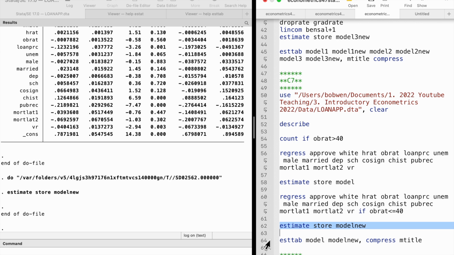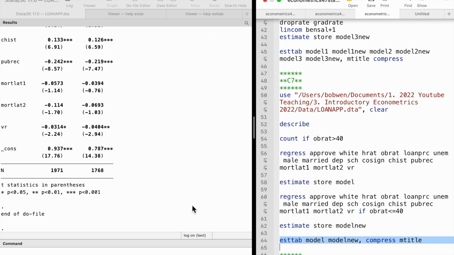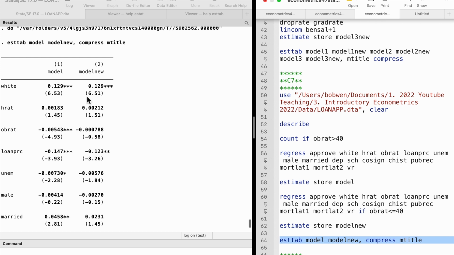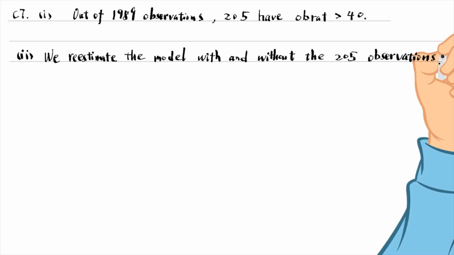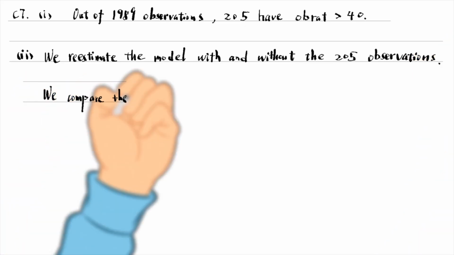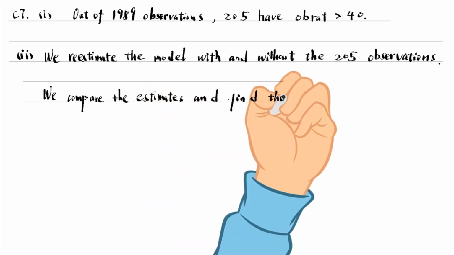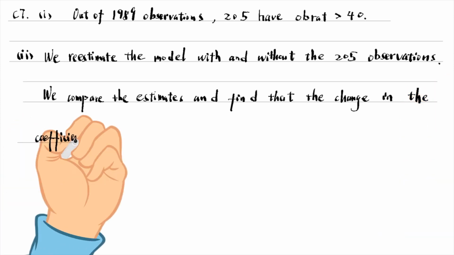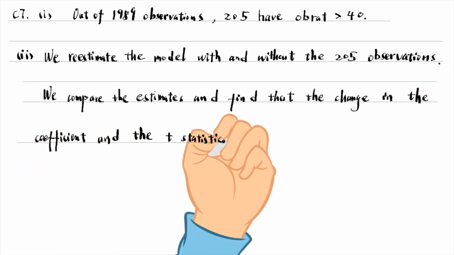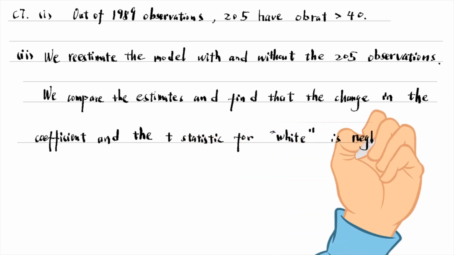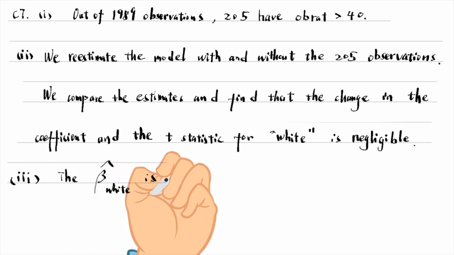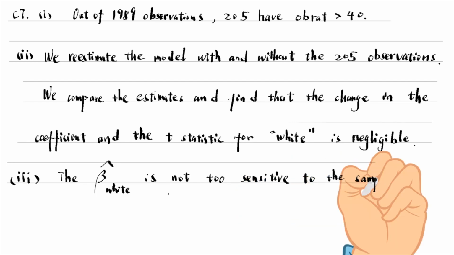We use the esttab command to show the estimates table. The t-statistics are in the parentheses below the estimates. We compare the estimates and find that the change in the coefficient and the t-statistic for the variable y is negligible. For part 3, the estimated coefficient on y is not too sensitive to the sample used.